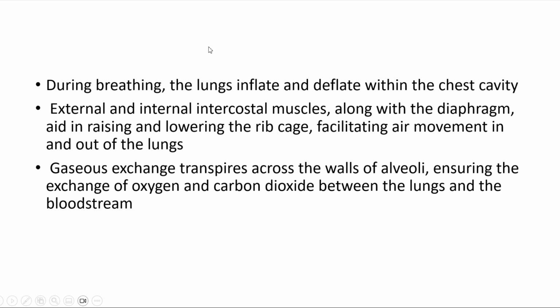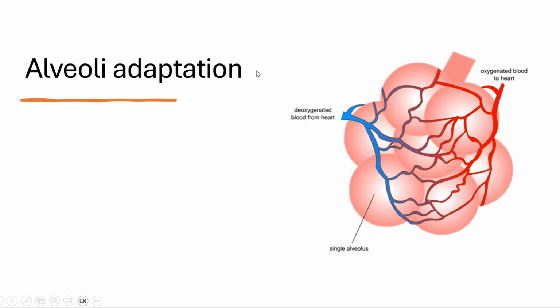During breathing, the lungs inflate and deflate within the chest cavity. External and internal intercostal muscles, along with the diaphragm, aid in raising and lowering the rib cage. I'm going to go into more detail on that in a minute. You don't need to write this down. It facilitates air movement in and out of the lungs. Gaseous exchange occurs across the walls of the alveoli, ensuring the exchange of oxygen and carbon dioxide between the lungs and the bloodstream. Alveoli adaptation.